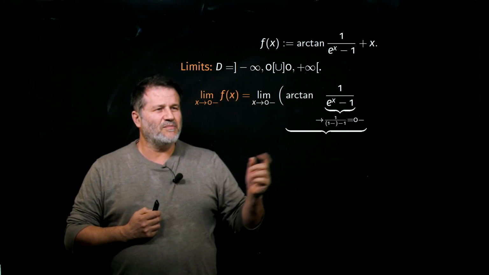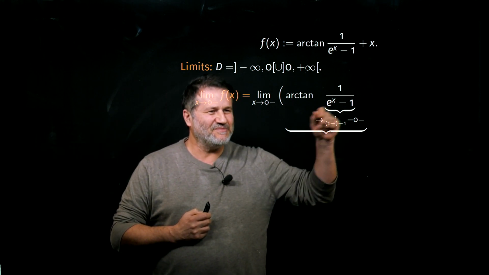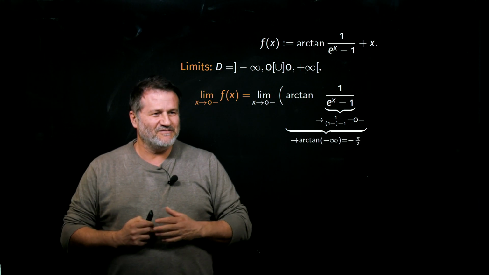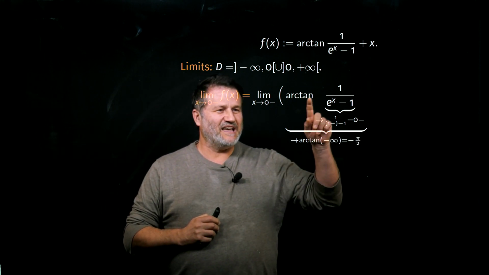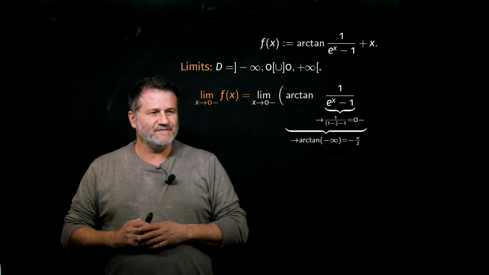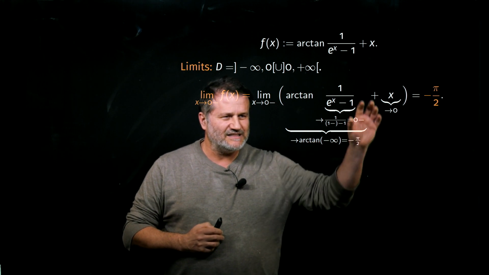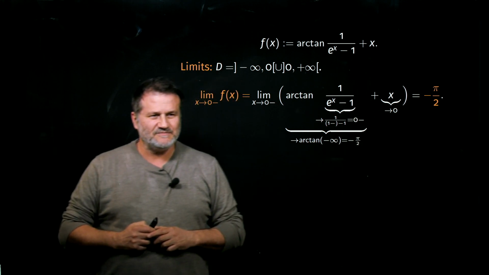So that's a 0 minus. That's an error. 1 over 0 minus means negative infinity. That's right. So we have the arctangent at minus infinity, which is minus pi half. And then we have a plus x that goes to 0. So this means that this limit is minus pi half.